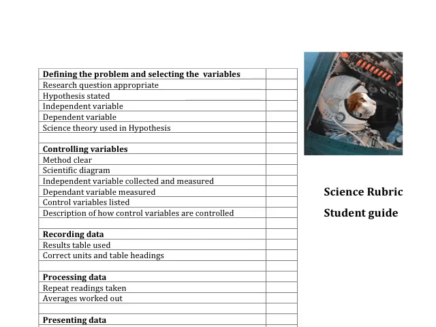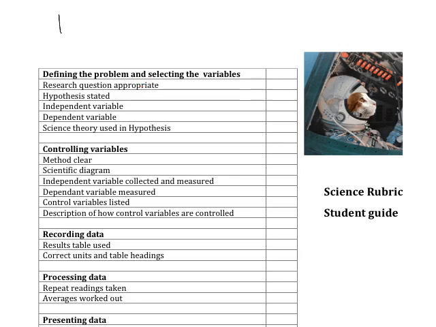So I'm going to explain how to use the rubric to get maximum grade. Section 1, defining the problem and selecting the variables. You must make sure that your research question is appropriate. What do we mean by an appropriate research question?